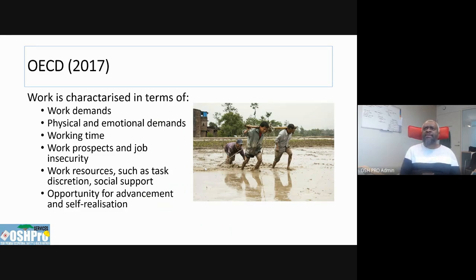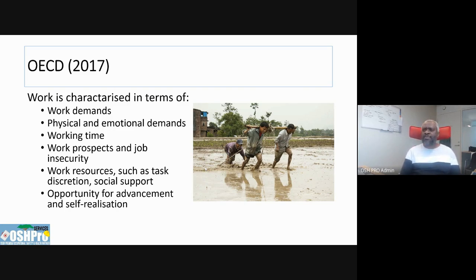Then again, further, according to the OECD, work is characterized in terms of work demands. How much do you have to work? The physical and emotional demands. Do you get frustrated at work? Do you get tired? How much is the work demanding of you? The working time, because all these will have an effect on the worker.